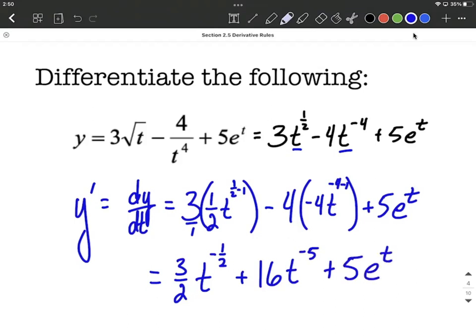It's okay to leave these with negative exponents and rational exponents. Typically, those are very accepted solutions as we go through these, that you don't have to rewrite them with positive exponents or with radicals back involved.